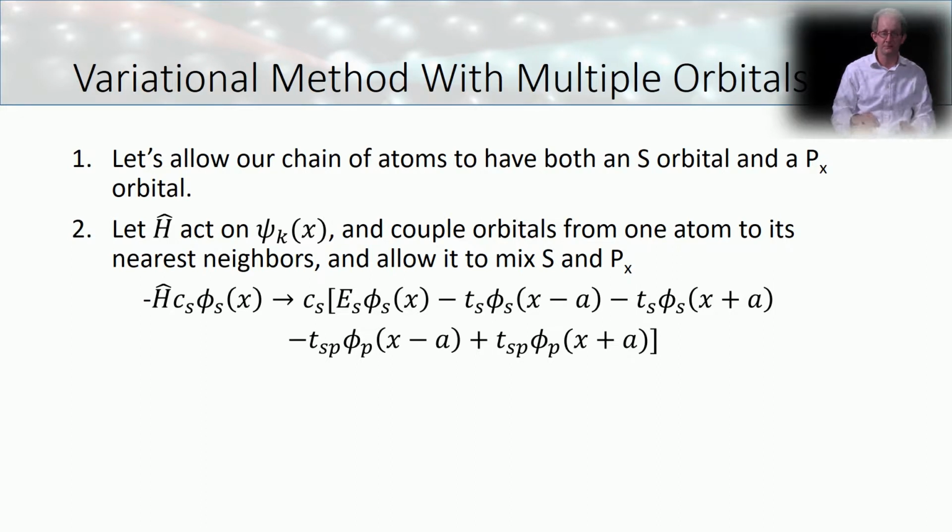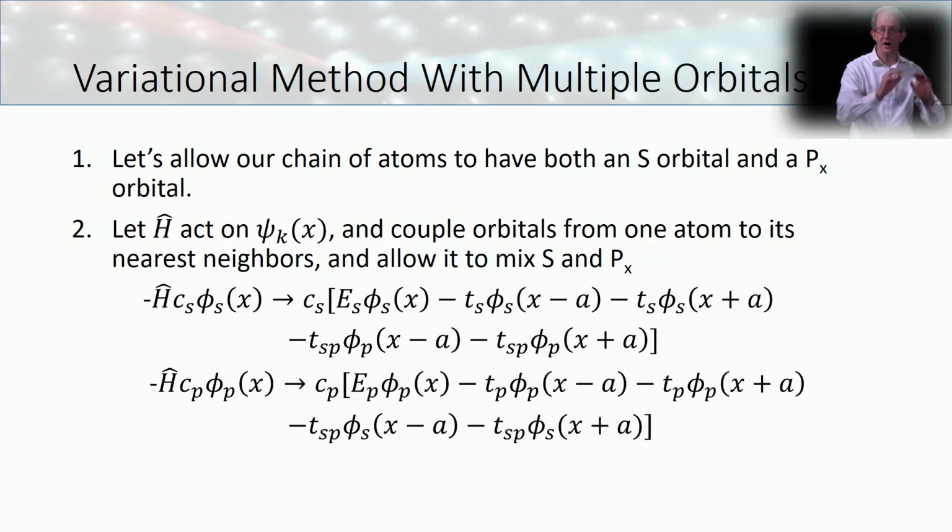So this means that we have our s orbital. When the Hamiltonian acts on it, it's going to turn some of that into a p orbital in front and some of it into a p orbital behind. We can do the same thing when our Hamiltonian acts on our p orbital. It's going to give us the energy of the p orbital times the p orbital, minus the transfer integral, putting some of it in front, minus the transfer integral, putting some of it behind on the p orbitals, and a little bit that's going to mix the p orbital on our atom with an s orbital in front and an s orbital behind. Okay.